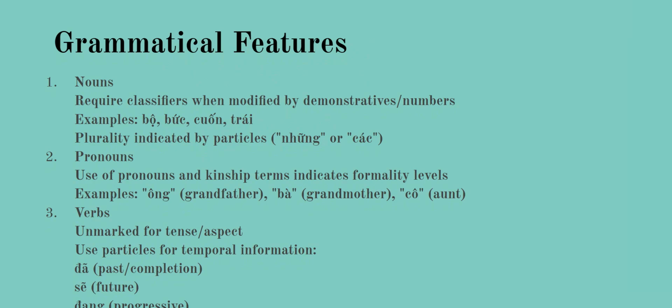If we talk about verbs, they are basically unmarked for tense or aspect. Here we use particles for temporal information. For example, da is for past, se is for future, dang is for progressive, and ro is for perfective. We use these different markers to convey temporal information instead of marking the tense.